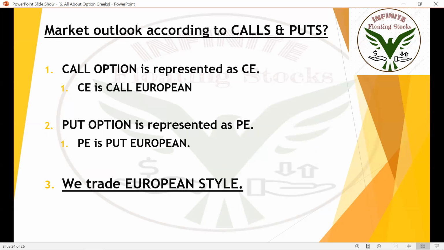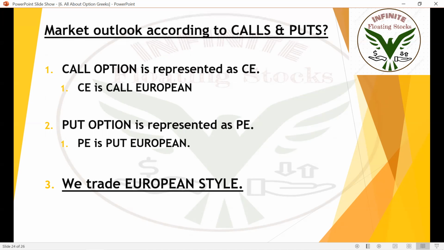CE is call European and PE is put European. This is the European style of trading, and we follow European style. So a call option is represented as CE and a put option is represented as PE. One more important thing: in European style, in Europe and in India, weekly expiry is on Thursday and monthly expiry is on the month's last Thursday. But in America, weekly expiry is on Friday and monthly expiry is on the month's last Friday.